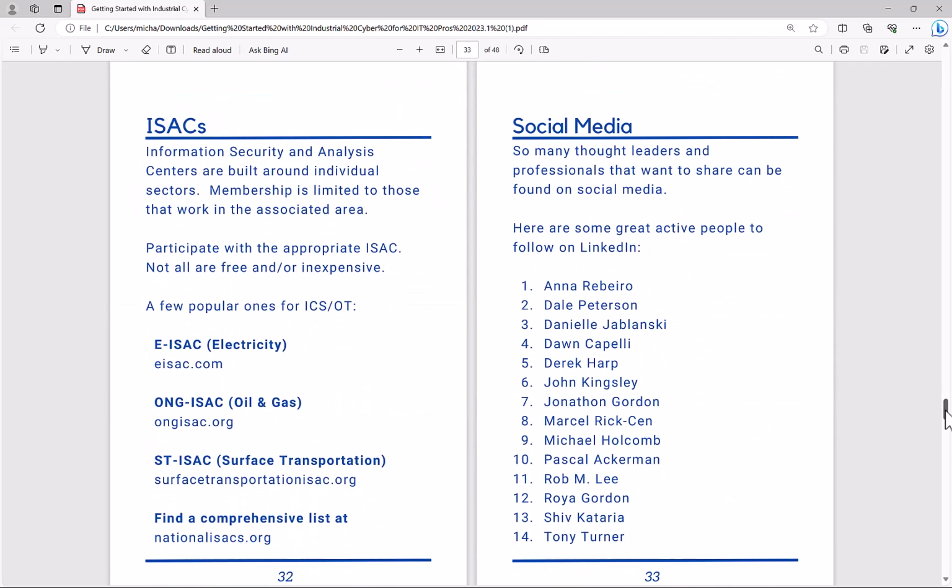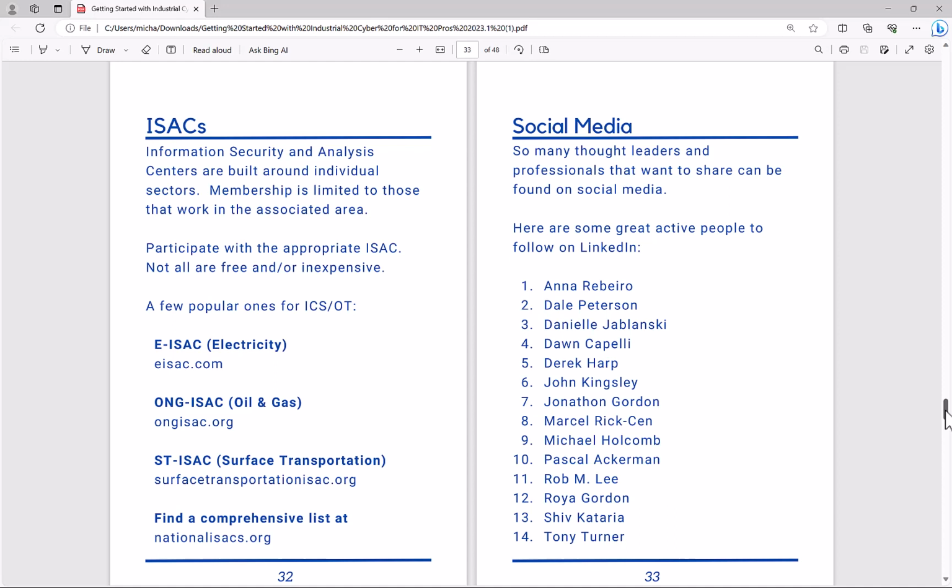ISACs, Information Sharing and Analysis Centers, are where people from different industries come together to share information about what's going on in their environment. So if you work in, let's say, a power plant, you can join Electricity ISAC and share with others. Or if you're in oil and gas, and so forth.